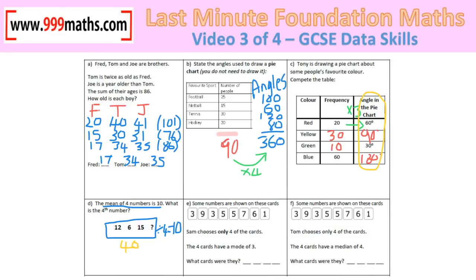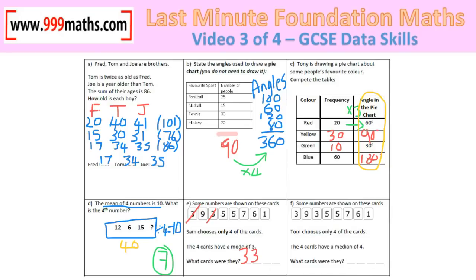At the moment they add up to 33, so the missing number must be 7. Question E. Sam's only going to choose 4 of the cards, but they have a mode of 3. That means most of the numbers are 3. So I'm going to put 2 of the cards to have 3 on, because there are 2 3s.